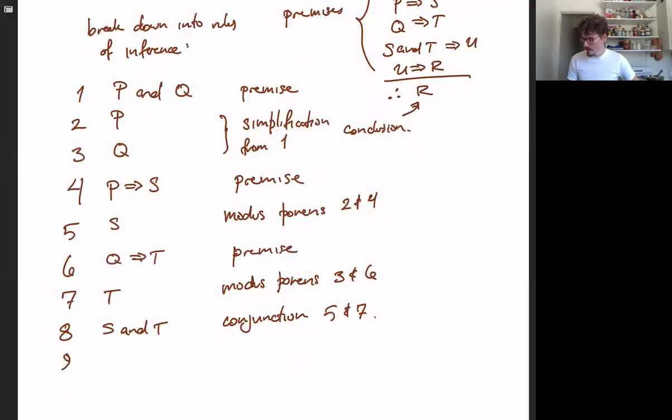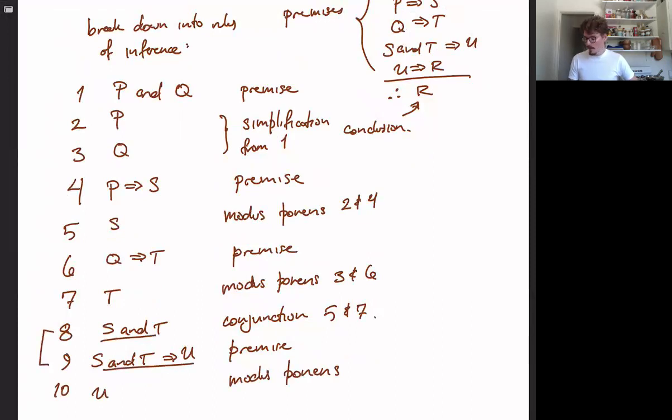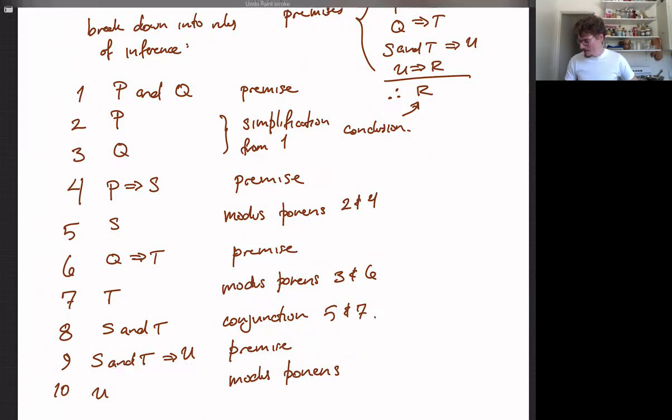Now we can introduce this next premise, and conclude that U is true by this good old thing. If we know this, and we know that it implies that, then we can conclude that. So this one, we're starting to use this a lot. It's a basic rule of inference, so we will be. So this is 8 and 9.